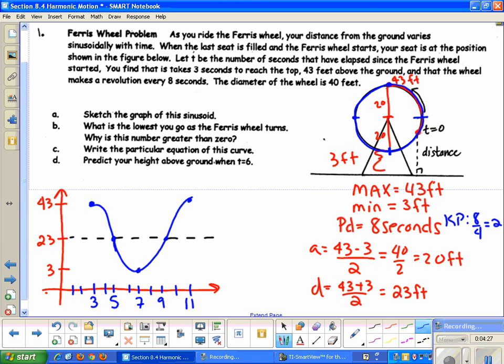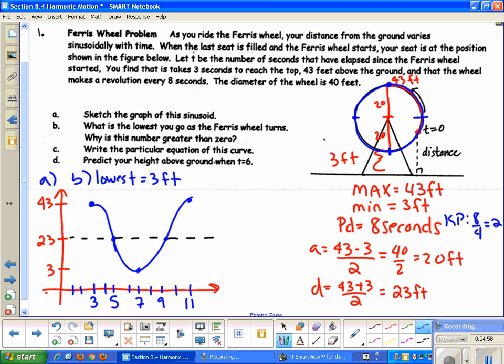For this, it says to sketch the graph. What is the lowest you go as the Ferris wheel turns? For part B, the lowest you go is 3 feet from the ground, because that's how far up the Ferris wheel is off the ground. For the next part, it asks why this number is greater than 0. Again, it's just because the Ferris wheel is 3 feet above the ground.